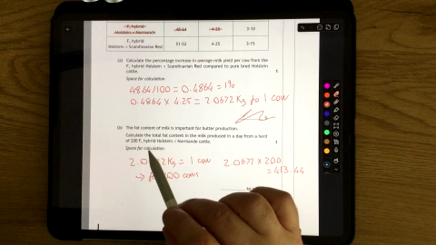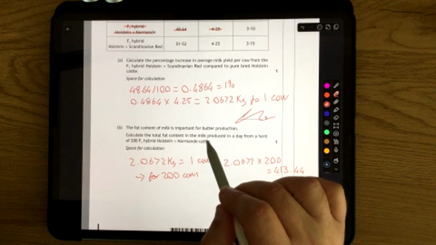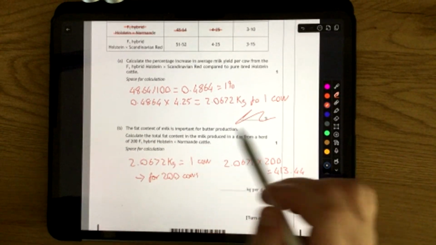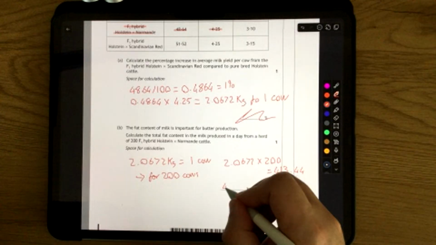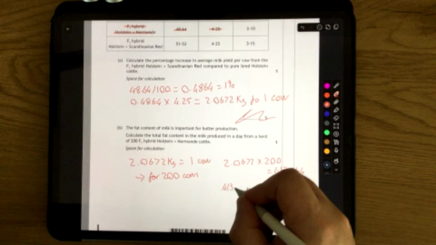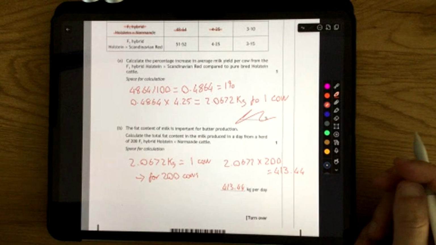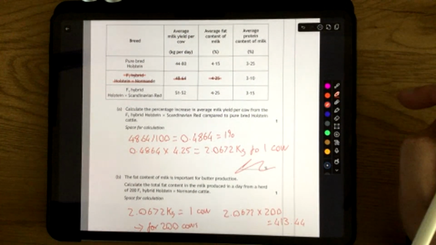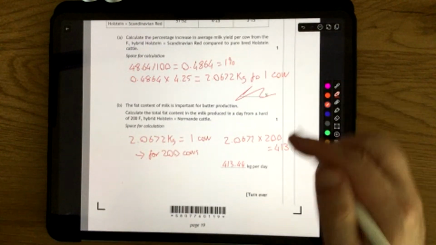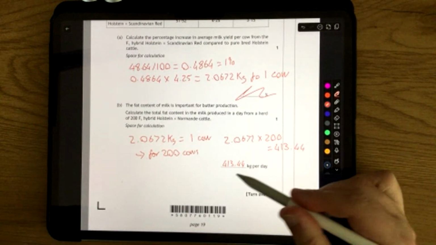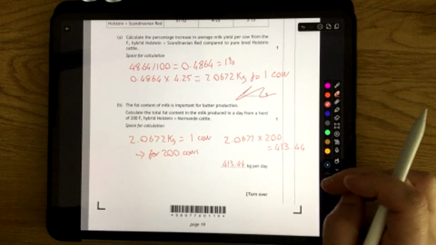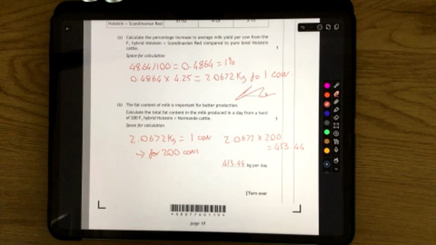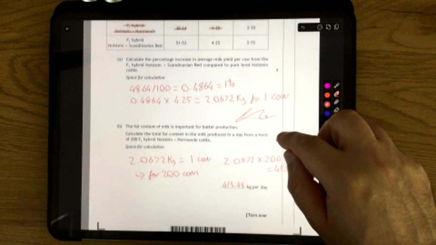Okay, so the answer to the question is the total fat content in the milk produced in a day from a herd of 200 F1 hybrid Holstein times Normandy cattle is going to be 413.4 kilograms per day, based on 4.25% of that 48.64 per cow. From the herd of 200, you're going to get 413.44 fat content in kilograms per day. Okay, so hopefully that's helped you.